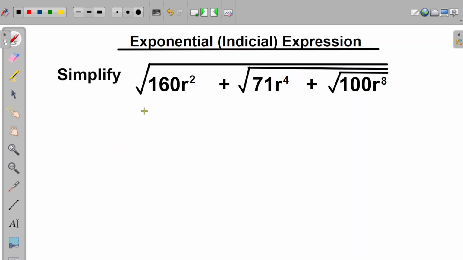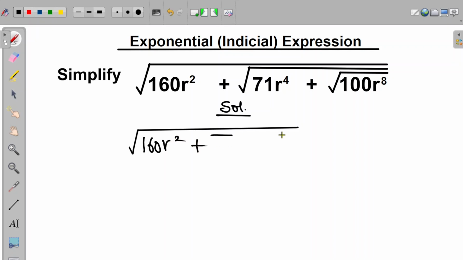In this video, we are asked to simplify this nested exponential expression. So let's get started. So we have root of 160 times r squared plus root of 71 r raised to the power of 4 plus root of 100 r raised to the power of 8.